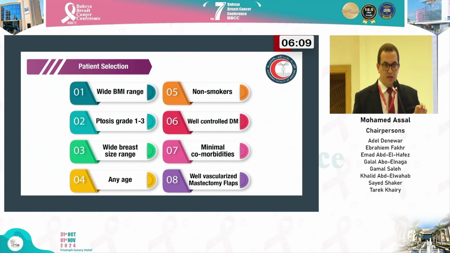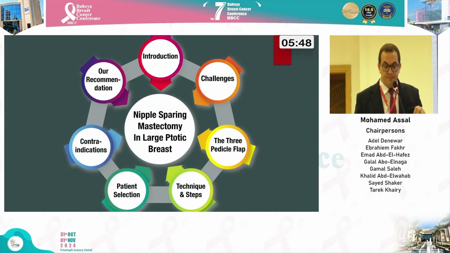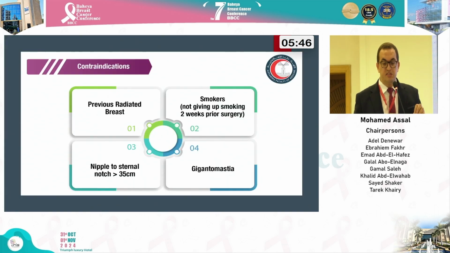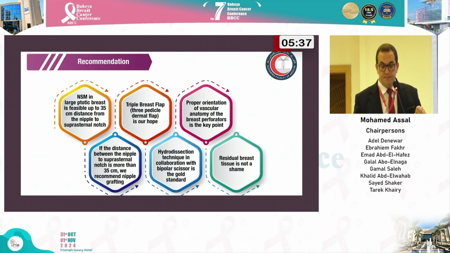The inclusion criteria of our cases: presence of grade 3 ptosis, distance between the nipple and suprasternal notch more than 23 centimeters. We have to avoid... the patient should be a non-smoker, with well-controlled diabetes, minimal comorbidities, and well-vascularized mastectomy flaps. Our contraindications: previous radiated breast, nipple to suprasternal notch more than 35 centimeters, gigantomastia, and smokers.